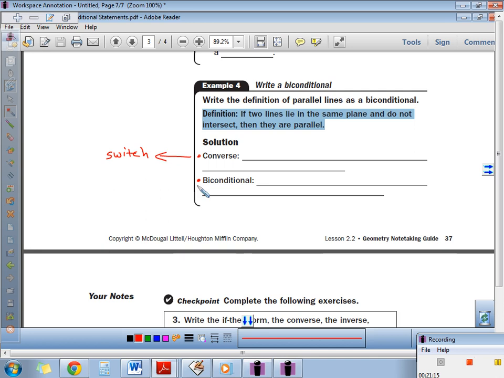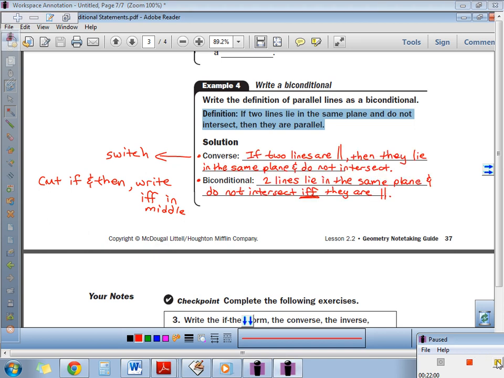What should you have for that biconditional? Okay, write this down. You cut the if and the then and write IFF in the middle. That's the key process for writing a biconditional. Try it on your own real quick. Okay, let's see how you did.